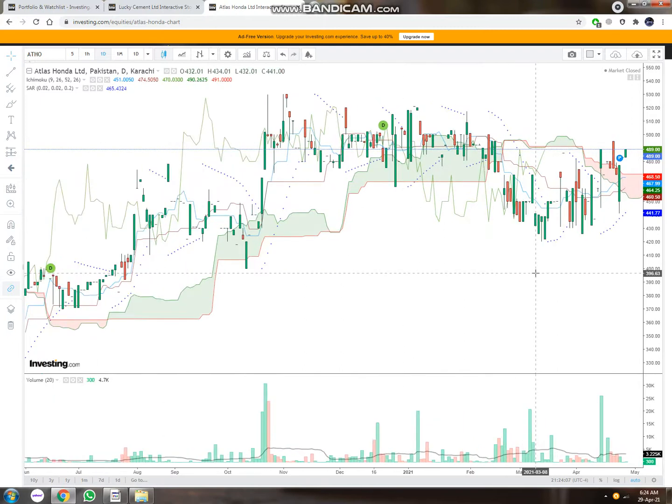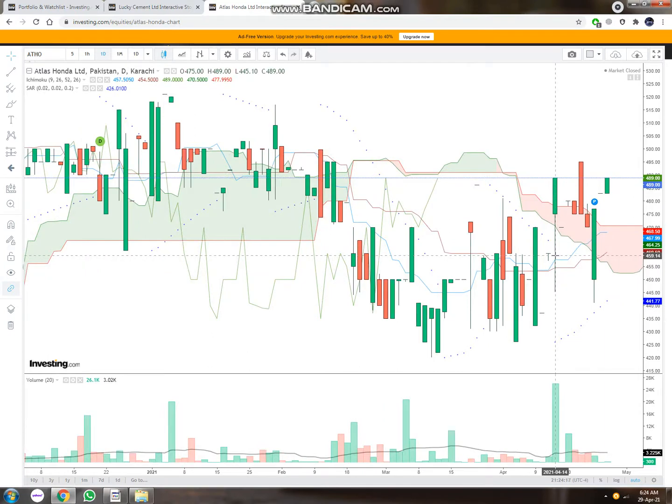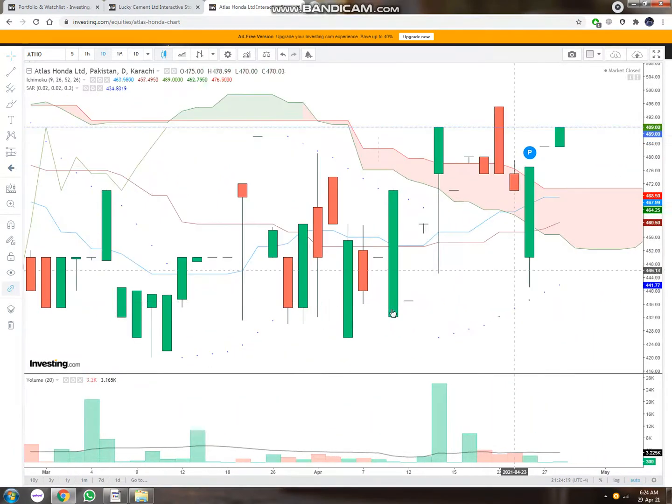So what it means is that whenever you are trading with the help of this Ichimoku cloud, buy when the stock is below this cloud and sell when it is above. And what you can also do is buy when the blue line crosses the red line. At that point, enter into the market and sell when it reaches its highest high.